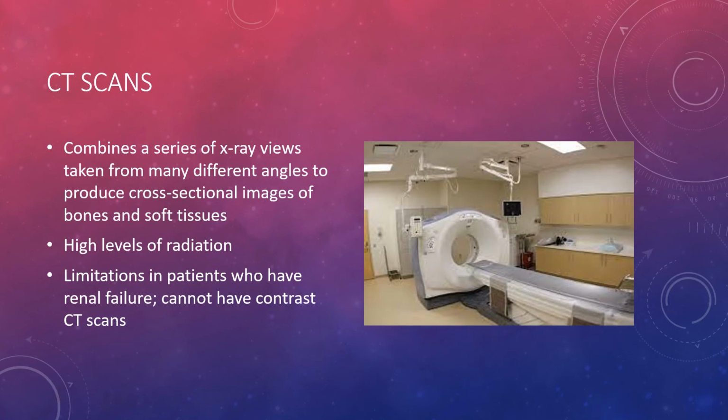So a CT scan combines a series of X-ray views taken from many different angles to produce cross-sectional images of bones and soft tissues. It does have high levels of radiation, and there are limitations in patients who have renal failure because they cannot have contrast dye CT scans. So not all CT scans are with contrast, but many of them are. So that would be limited in patients with renal failure.